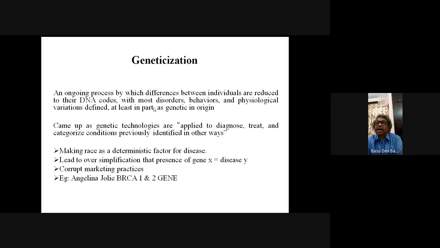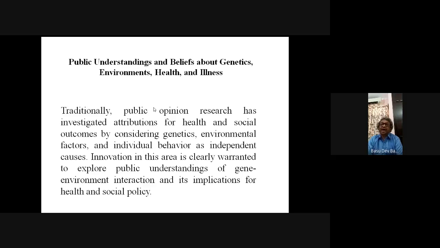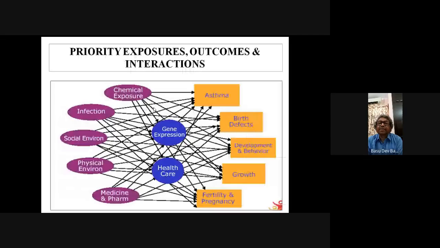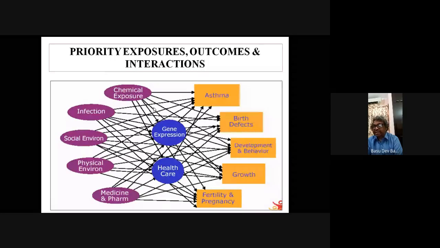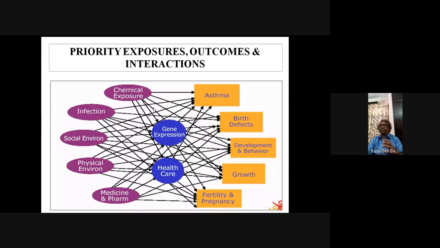So this is maybe my concluding slide, with chemical interaction, social environment, physical environment. So many things are complicated, but ultimately healthcare and gene expression depend side by side. And I've shown some of the possible diseases we are concerned with from environmental stressors: body development, growth, birth defects, and respiratory diseases, ultimately affecting human health.